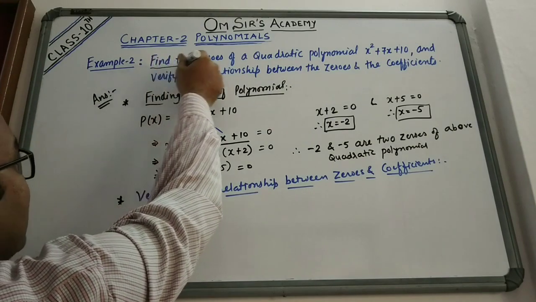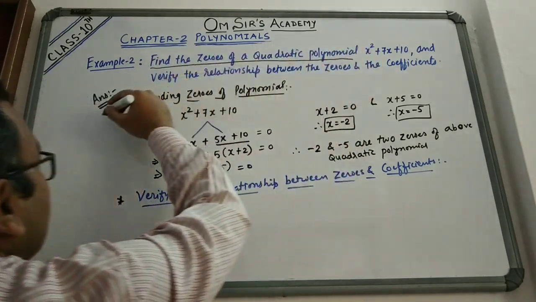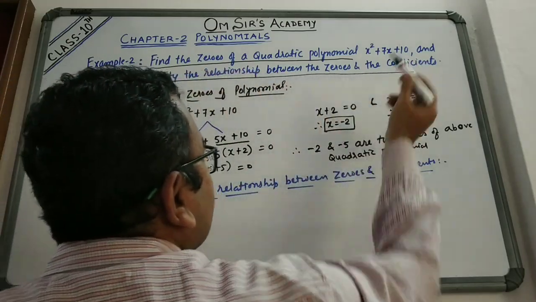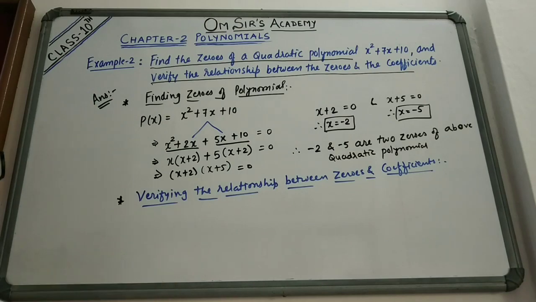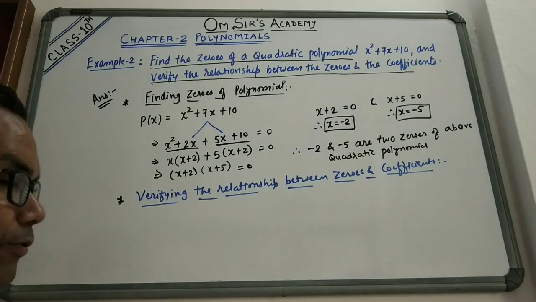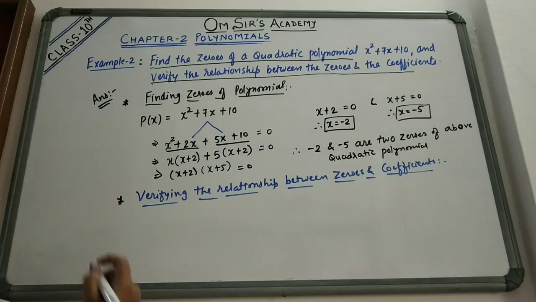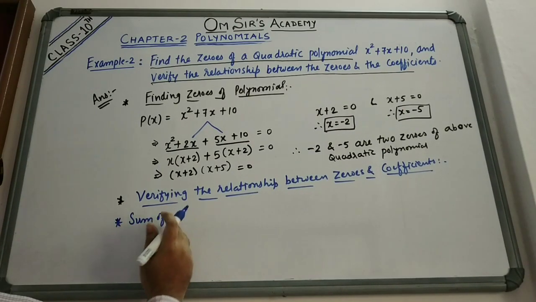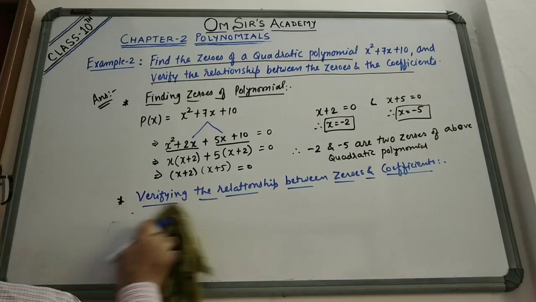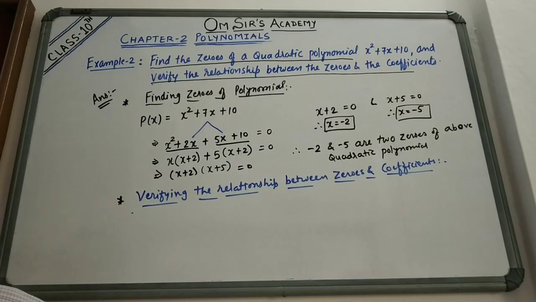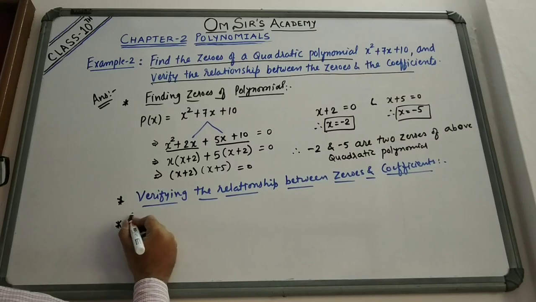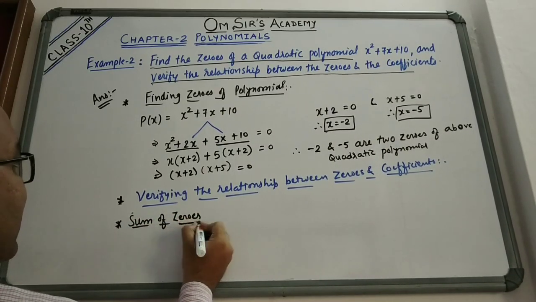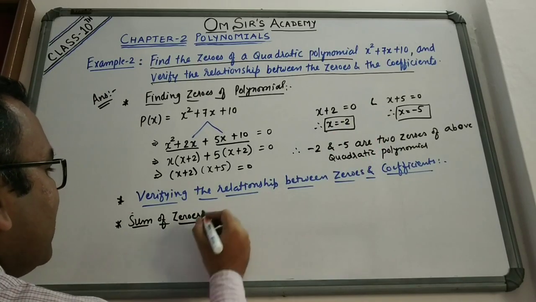The first step was to find the zeros of a quadratic polynomial. This we did. Now the second step is to verify the relationship between the zeros and coefficients. So how will we verify that? Remember the formula. The first formula was the sum of zeros. How many zeros does a quadratic polynomial have? There are two zeros over here. So that will be what?